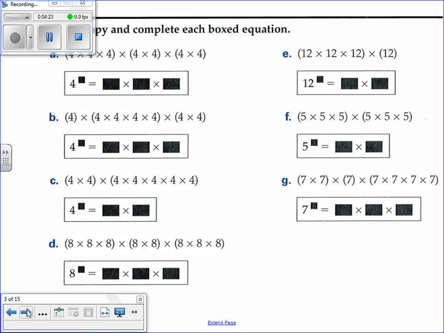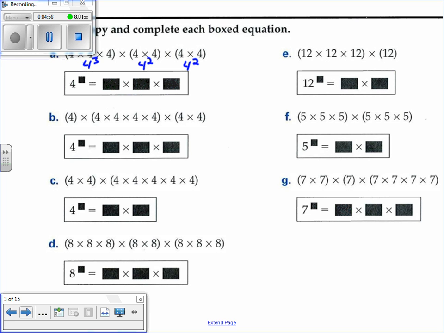All right, part 3 of our test here, again, more with exponents. So we are going to copy and complete each one of these. Looking at the top one, for letter A here, I have my first set of parentheses, I have 4 times 4 times 4. Well, that's 4 to the 3rd. And the next set of parentheses is 4 times 4, which is going to be 4 to the 2nd. And then my next set is also 4 times 4, which is also 4 to the 2nd. So I can go ahead and fill these in the boxes.